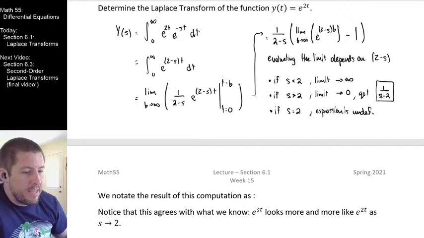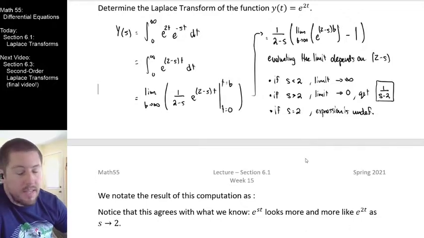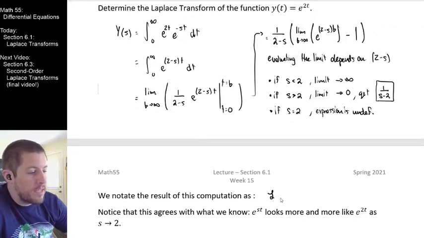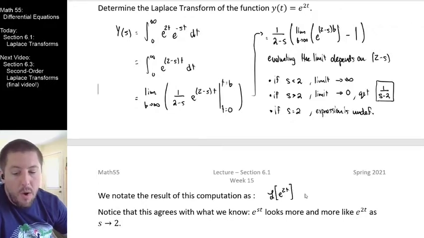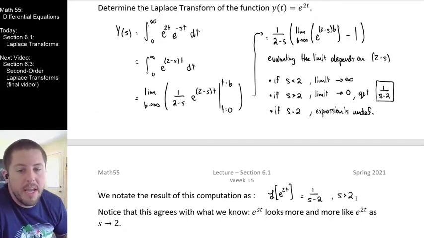Let's kind of say some things about this. We notate the results of this computation as saying that we computed the Laplace transform, so that's my script L, of e to the 2t, and what we ended up getting was 1 over s minus 2, and that was only true when s was greater than 2. Right, so that's how I would notate the result of that.